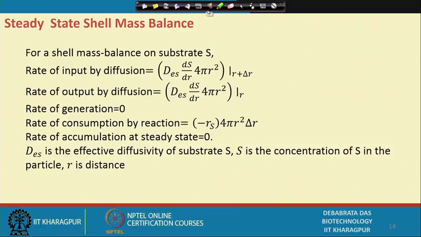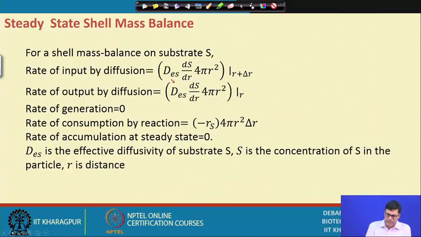Now here, the rate of input will be equal to DeS, where DeS is the diffusivity, into dS by dr into 4 pi r square, because since we are considering a spherical particle, the surface area of the sphere is 4 pi r square. So this is at r plus del r, and what is the output that we have? This is at r.